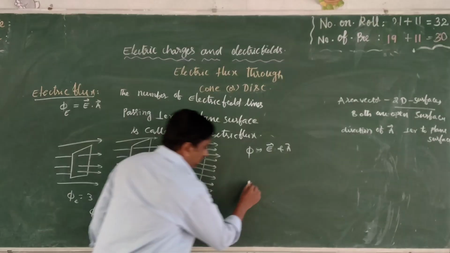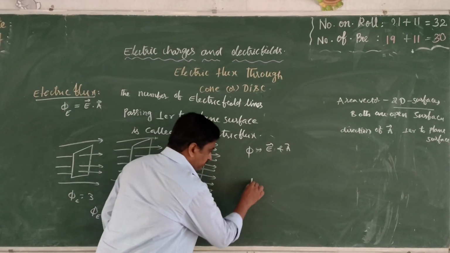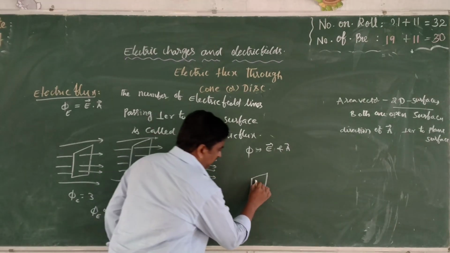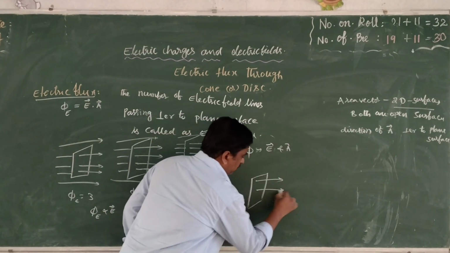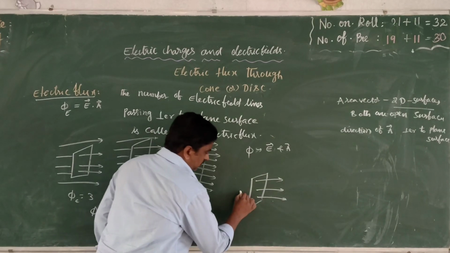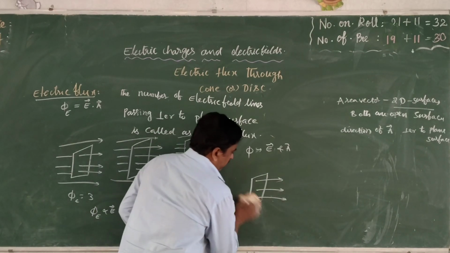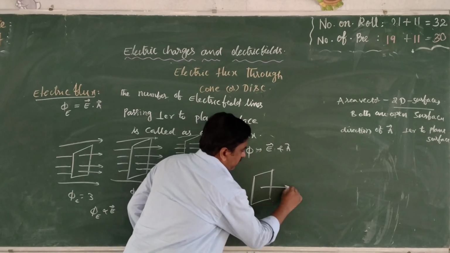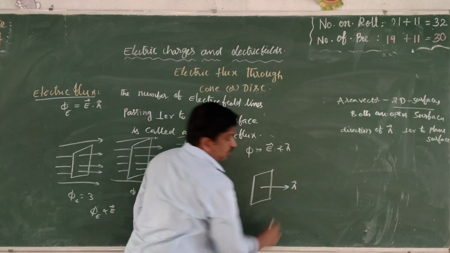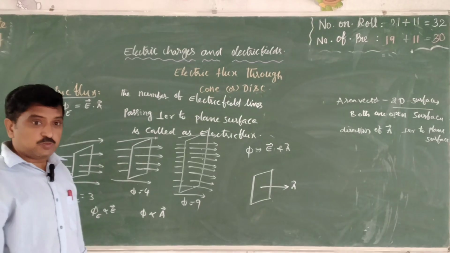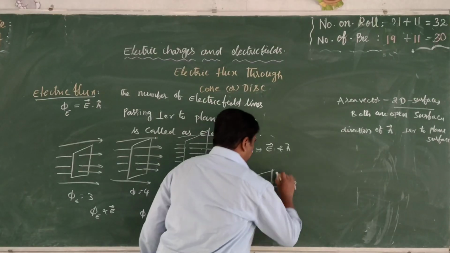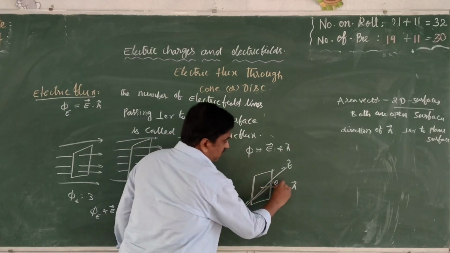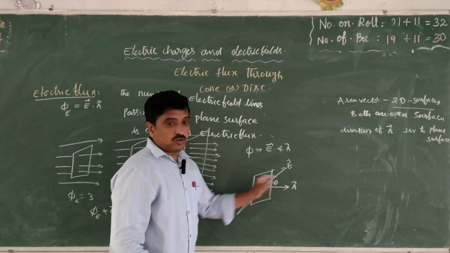See, for example, here we can take a plane surface, this one. So electric field lines are passing perpendicular to the surface. This is the plane surface, and this is the area vector. Area vector is always perpendicular to the plane surface. This is the electric field. It makes some angle theta with the area vector.